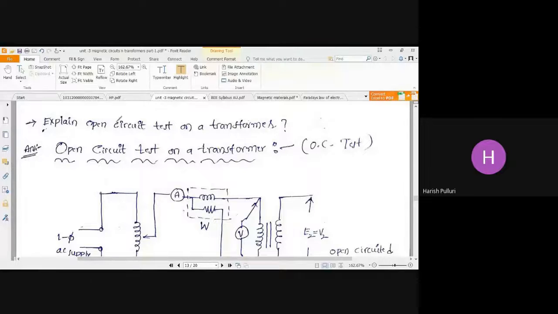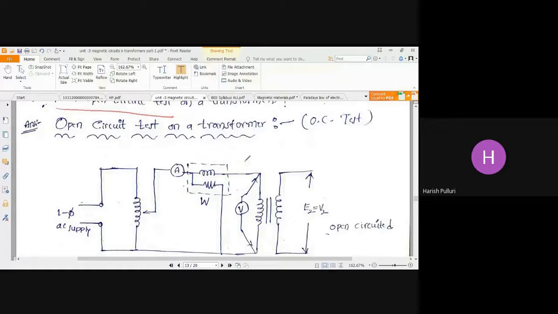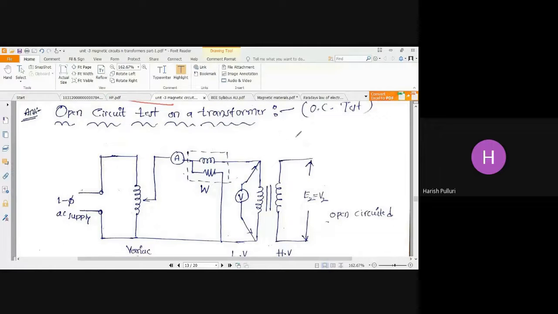See, the next important one here is the open circuit and short circuit test. Okay, I will tell you clearly. First of all, I will tell you about efficiency. Then I will tell you about OC and SC.